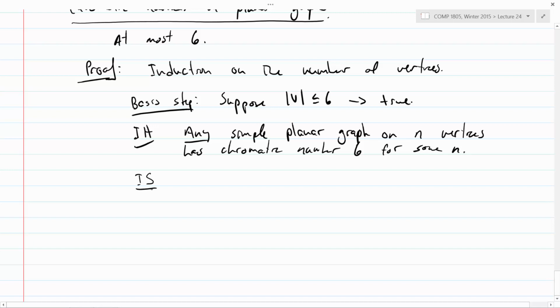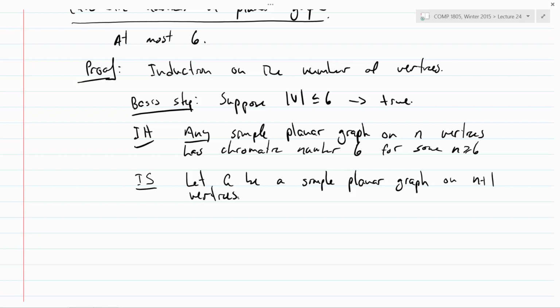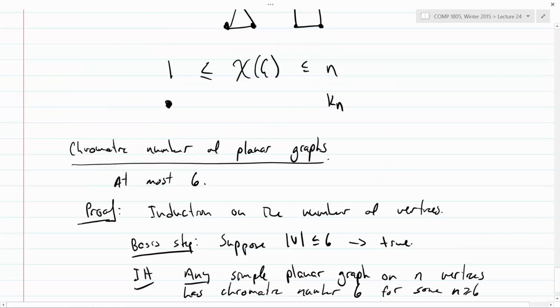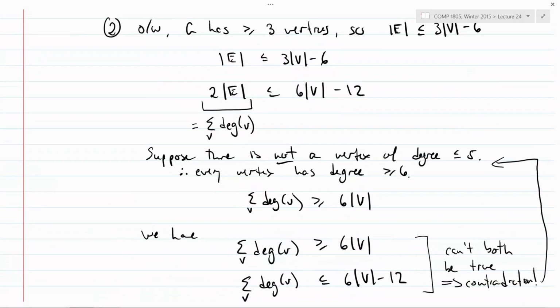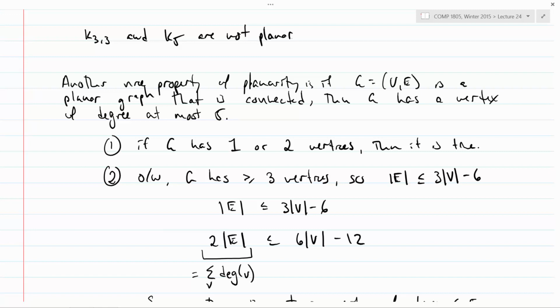So let G be some simple planar graph on n plus 1 vertices. Okay, so the usual trick is we have this big instance and we want to go to a smaller instance. And the way we do that is we remove a vertex. But I'm not just going to remove any vertex. I'm going to remove a vertex that has small degree. So by this result up over here, G has a vertex of degree at most 5.